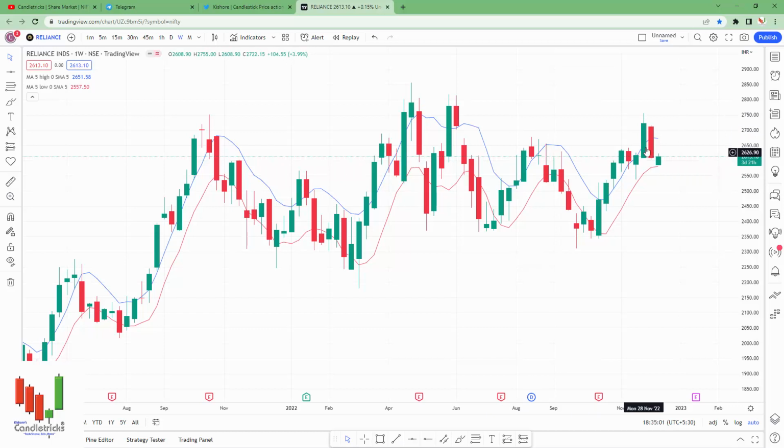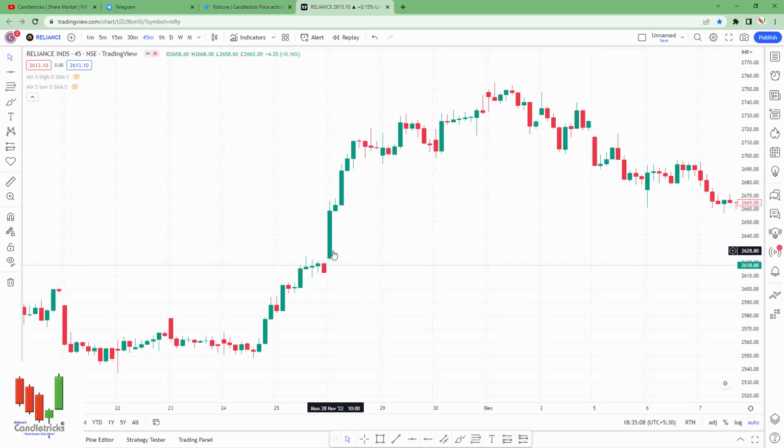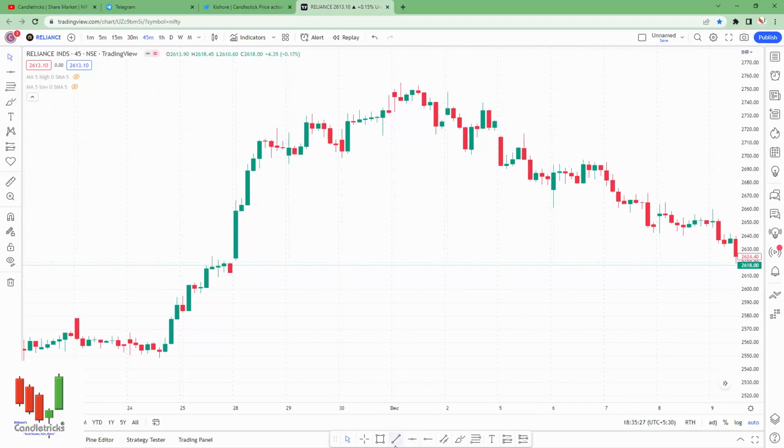The week started on 28th. After that we will check. 28th is here. From this place it is moving up. Next week is starting. Here also we can take the position, but here itself we got an earlier entry. So here the price is moving up.